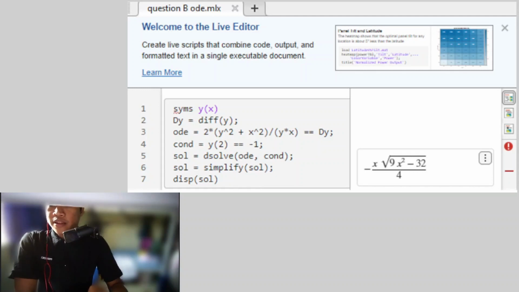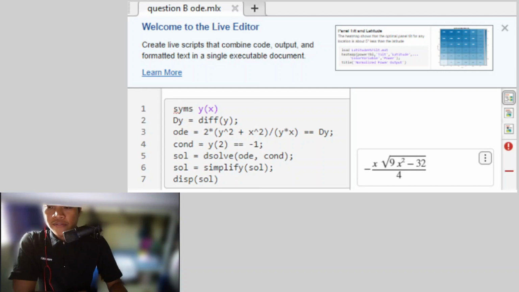Now I will explain the simulation for question B, line by line. Okay, the first line is to declare a symbolic function y of x in bracket. The second line computes the derivative of y x in bracket with respect to x and stores it in the variable dy. The third line defines the ODE using the variable dy. And the fourth line defines the initial condition y 2 in bracket equal -1.